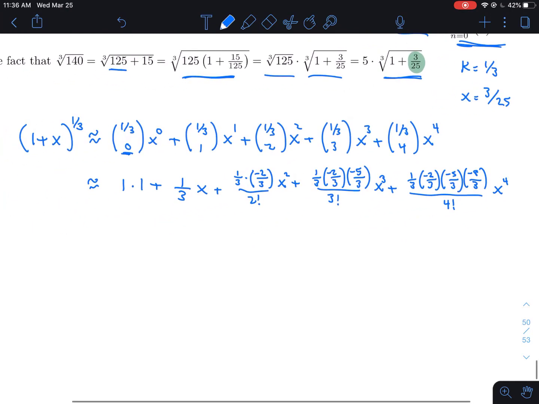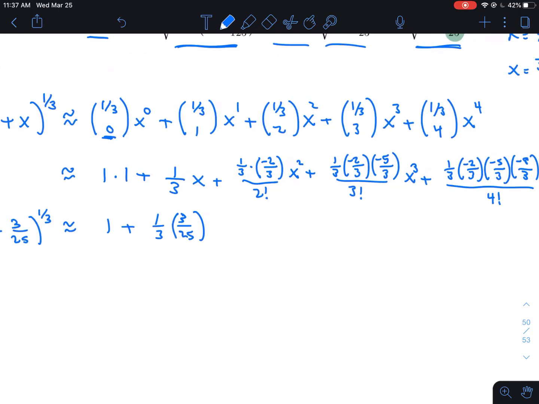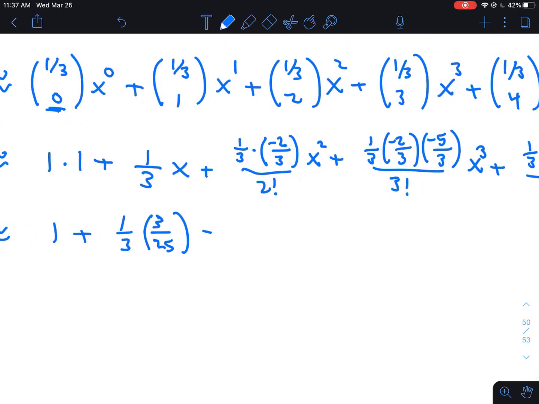Now let's start simplifying a little bit and plug in our specific value. This was 1 plus 3/25, and we were doing the cube root of that. So, 1 plus 1/3 times x, where x was 3/25. Now, we have 1/3 times -2/3, so that's going to be -2/9. And it looks like we're dividing by 2 factorial, which is just the same thing as 2. And then x squared, so 3/25 squared.